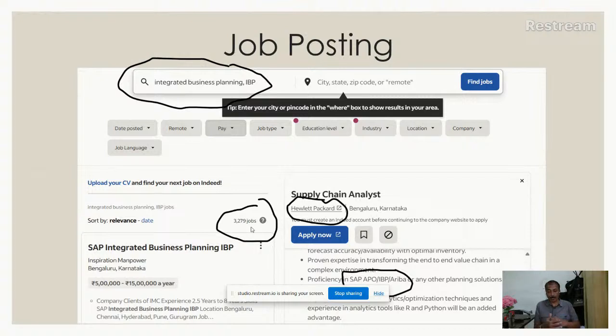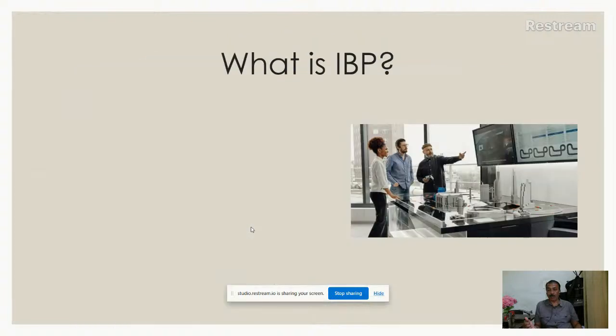You can take an example on the right side, a supply chain analyst position from HP, and specifically they are talking about proficiency in SAP IBP, APO. Of course, we are going to see the other modules in another section, but here the focus is on IBP. So you have an idea that there is a huge requirement for professionals with IBP knowledge.